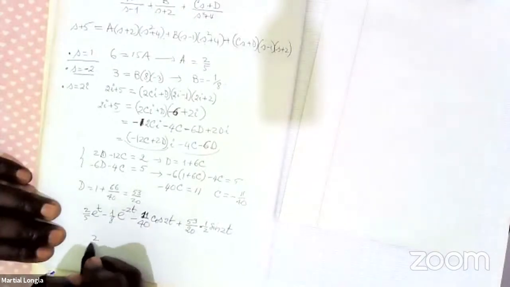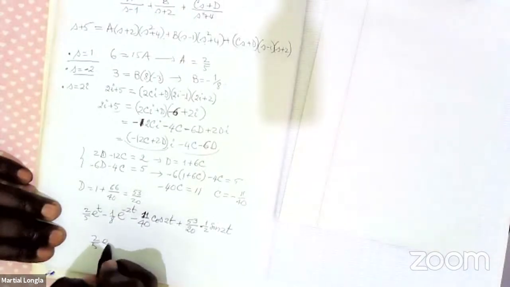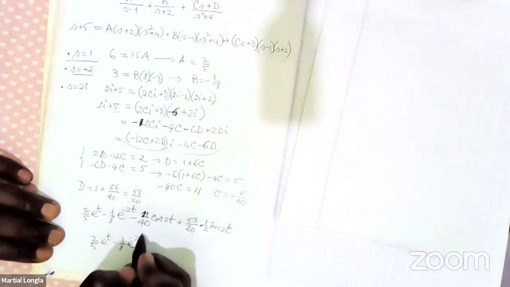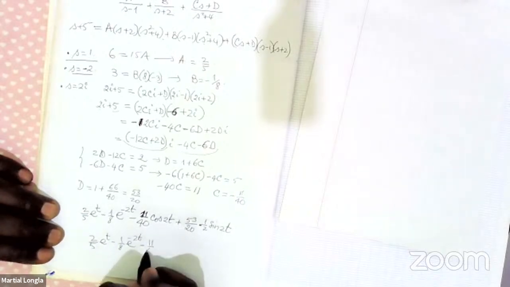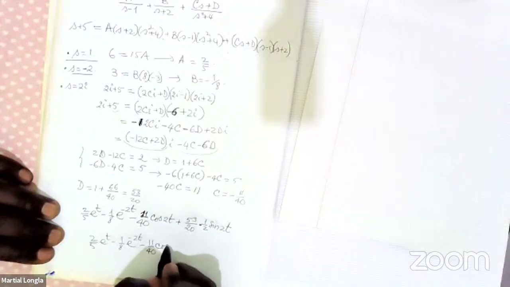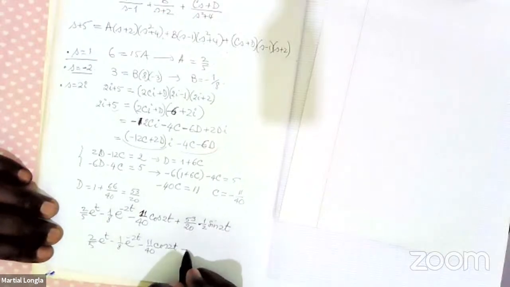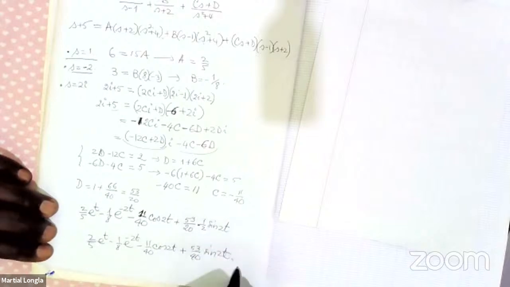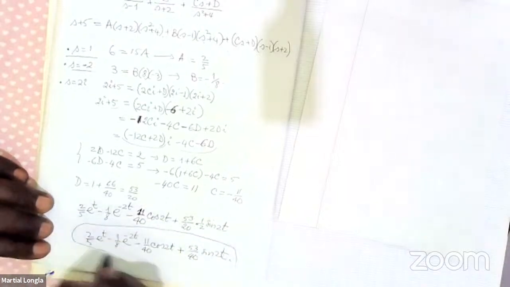And then you get your final answer like that: 2/5 e to the t minus 1/8 e to the minus 2t minus 11/40 cosine 2t plus 53/40 sine 2t. And the goal of this exercise was to get you to work out again the partial fractions.